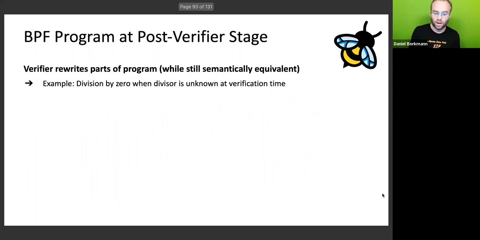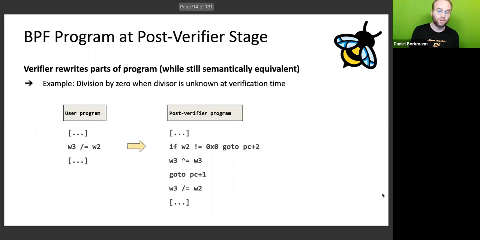Again, how does it look in practice? When you have a user program that has a division which cannot be verified, the verifier will rewrite it. In this case, if the value of the divisor is not 0, it will actually do the division, but if it is 0, it will zero out the destination register and then skip the division in order to not trigger a hardware exception. Similar with the modulo operation. In this case, if the divisor is 0, it will basically leave the destination in an unchanged state.